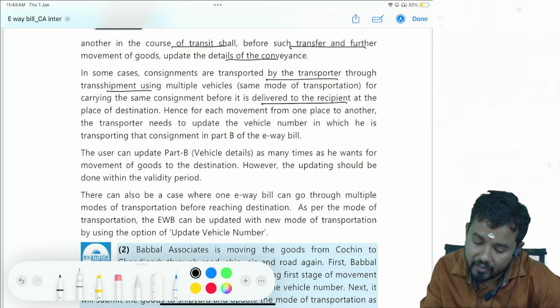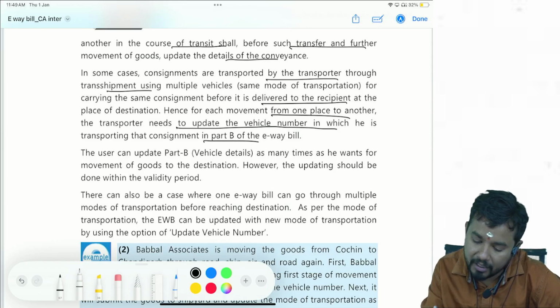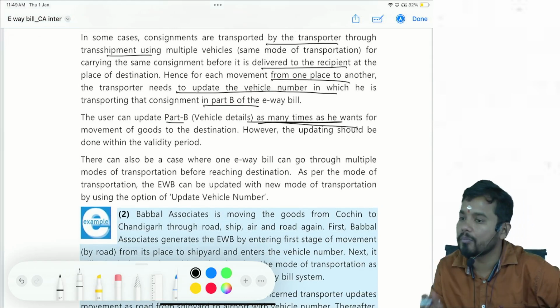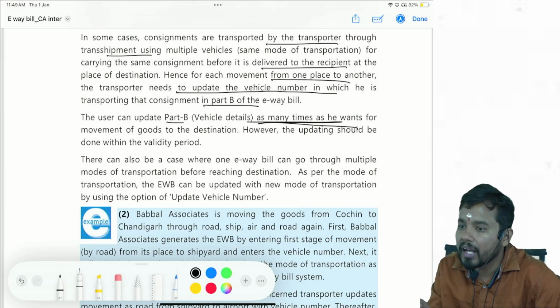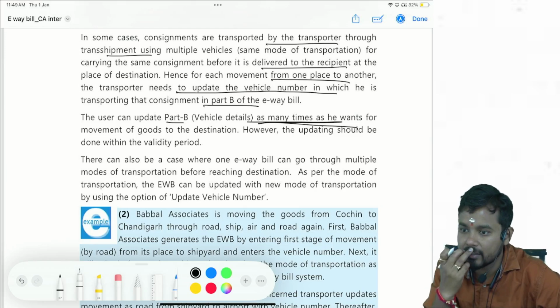the recipient. Hence, for each movement from one place to another, the transporter needs to update the vehicle number in which he is transporting that consignment in part B of the E-way bill. The user can update part B as many times as he wants. This is an important point. Part B details now I can change any number of times. There is no restriction on it.